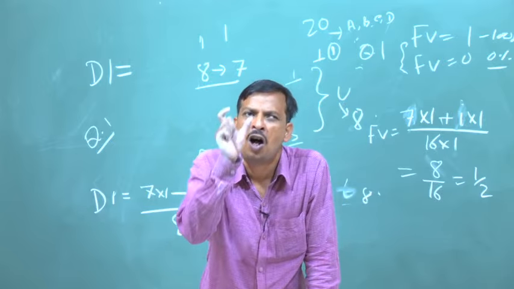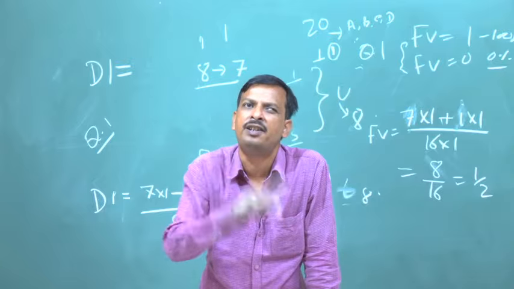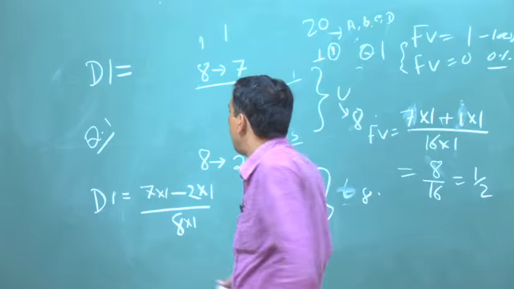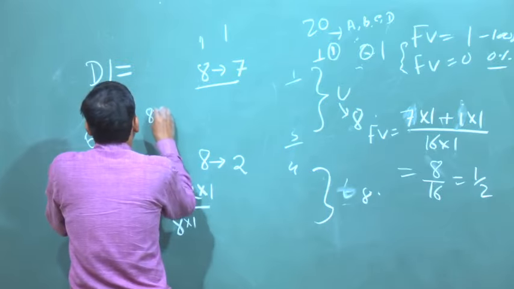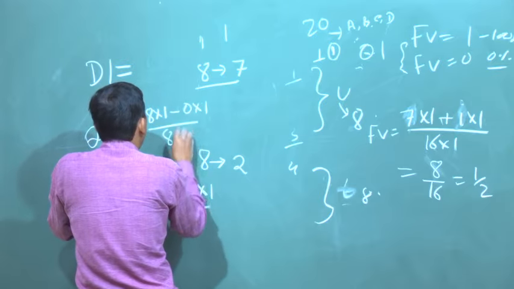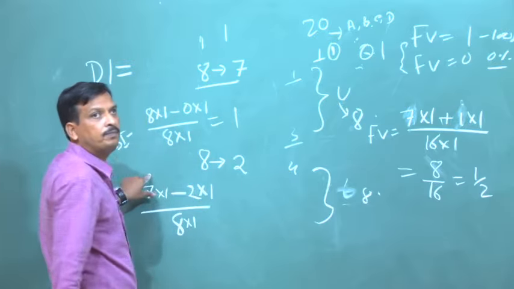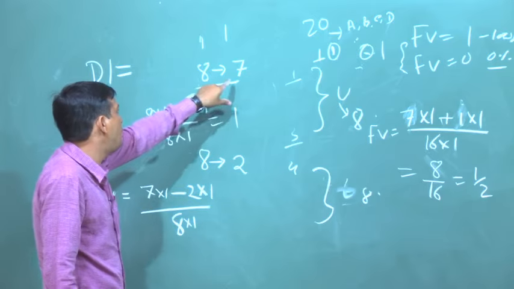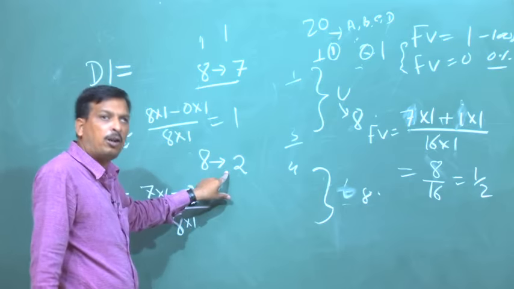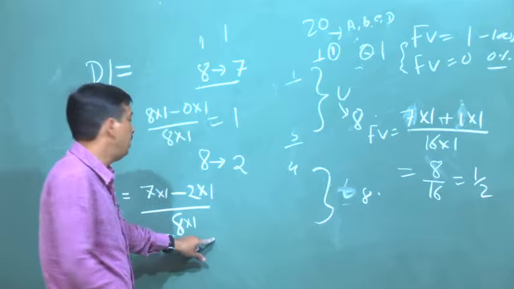the maximum value, which is 8 into marks 1. If all good students give the correct answer and no bad student does, it is 8 into 1 minus 0, divided by 8 into 1, so DI is equal to 1. Now, since 7 students gave the correct answer, 7 into 1 minus 2 students of the lower group who also gave the correct answer, 2 into 1, divided by 8 into 1 is the DI.